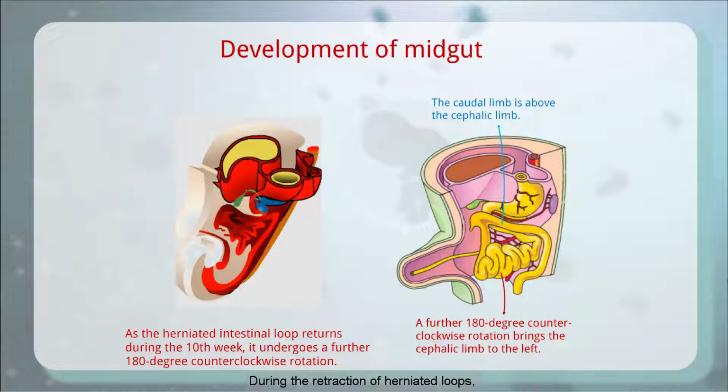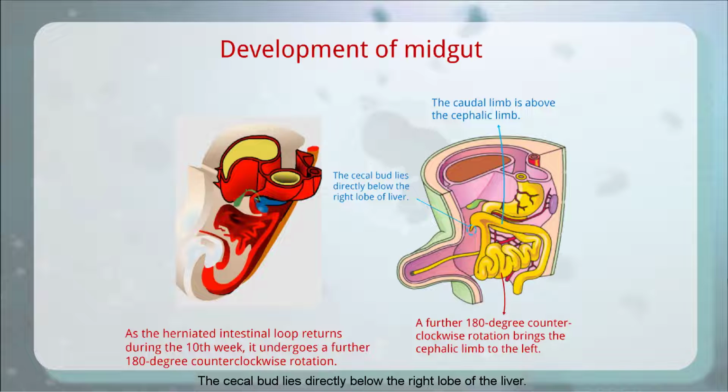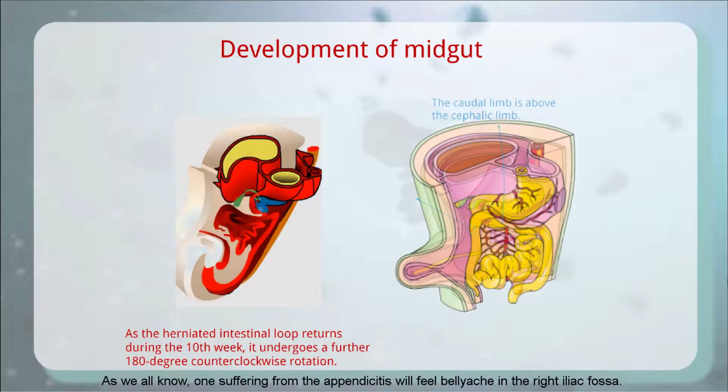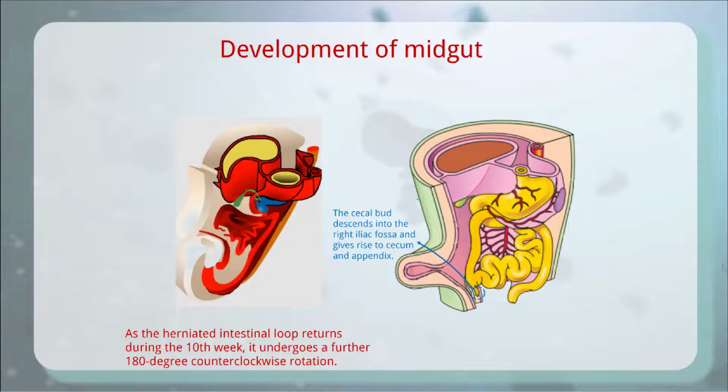During the retraction of the herniated loops, the cephalic limb returns first, occupying the central part of the abdomen. The later returning caudal limb gradually settles more and more to the right. The cecal bud lies directly below the right lobe of the liver. From here, it descends into the right iliac fossa. As we all know, when suffering from appendicitis, we feel pain in the right iliac fossa.